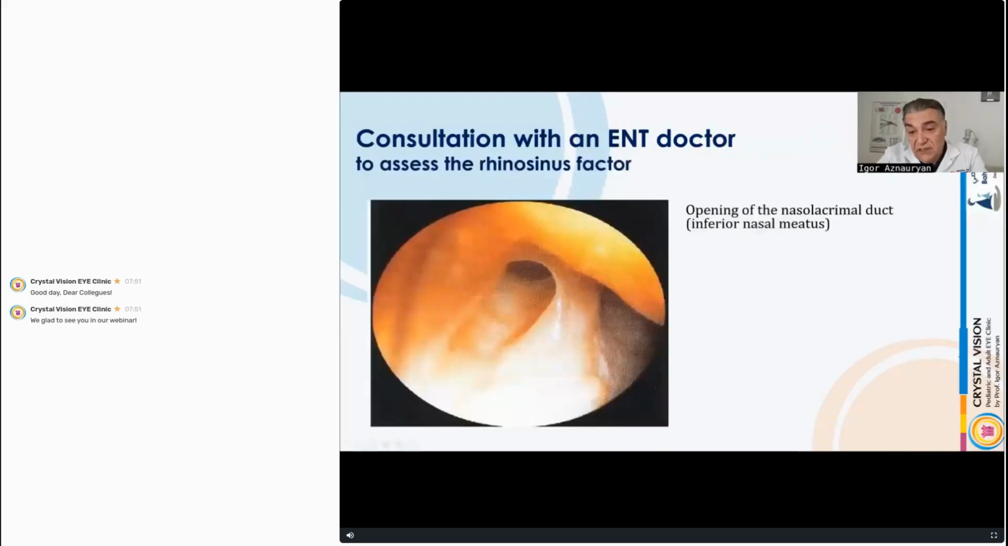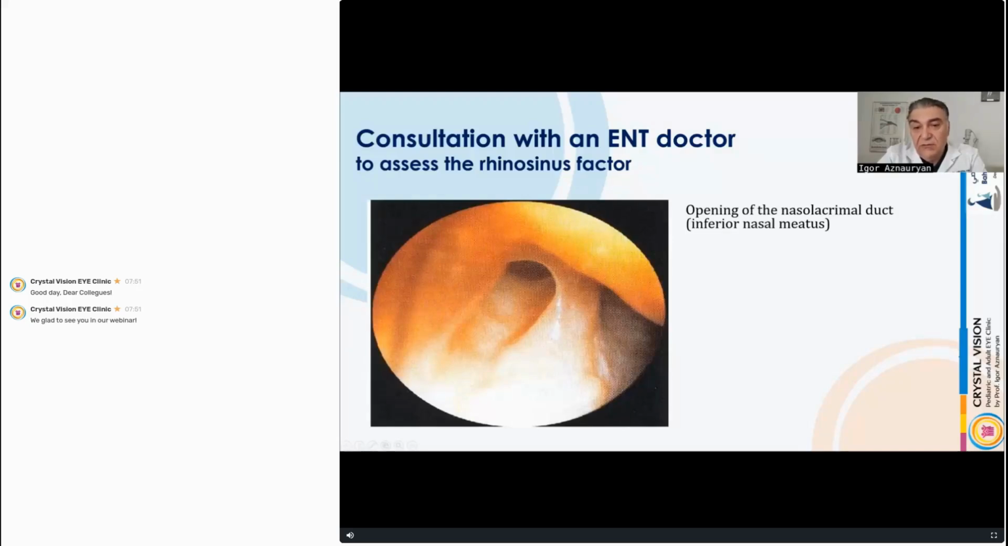Here, look, this is exactly the place where the nasolacrimal duct opens into the nasal cavity. You see, the lower nasal concha covers all of this from above. This lower nasal concha can be very closely opposed to the wall of the nose and can obstruct this entrance, more precisely, this opening. And no matter how many times we probe, there will never be any opening of the nasolacrimal duct, and there will always be absolutely definite recurrences.